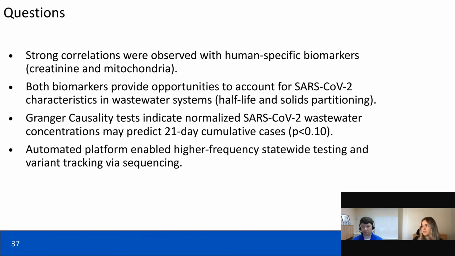Great. We have time for a few more questions here. This next one asks, what are your methods for normalizing for creatinine and mitochondria? So for creatinine, we used an ELISA test. This is just a colorimetric intensity test based on the concentration of creatinine in the sample. And then for mitochondrial DNA, we developed a qPCR assay, and the primers, and again, all of that information is also located in the publication.